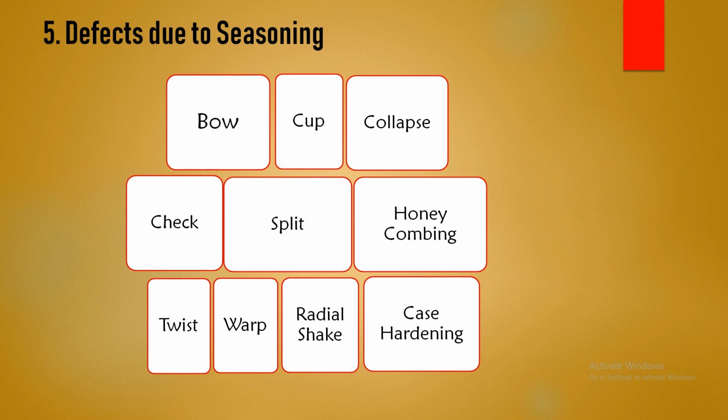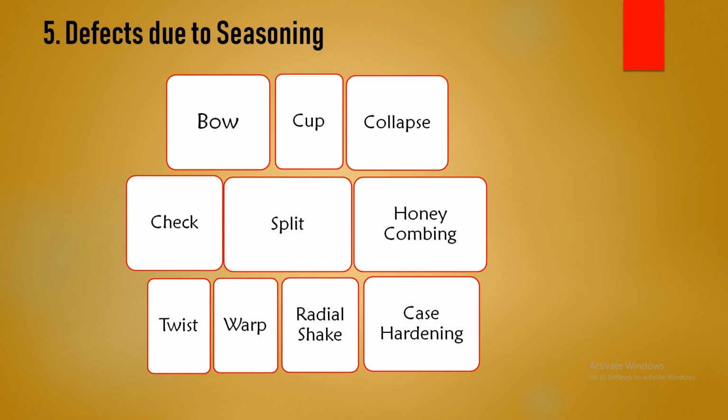The first one is bow. That is, the bend occurring in the lengthwise direction. The second one is cup. A cup is bending in the transverse direction. If the timber is bent in the transverse direction, it is called cup. The third one is check. The irregular cracks inside the fibre are called check.